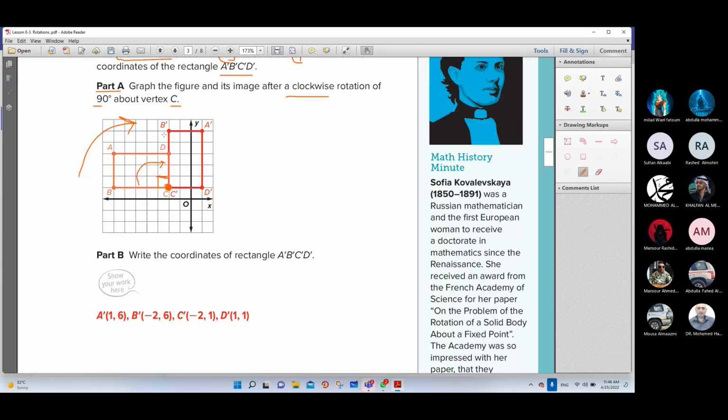Then from this graph, you can write the coordinates of each point. A prime, as you see here, is (1, 6), B prime will be (-2, 6), C prime will be (-2, 1), and we have D prime (1, 1).